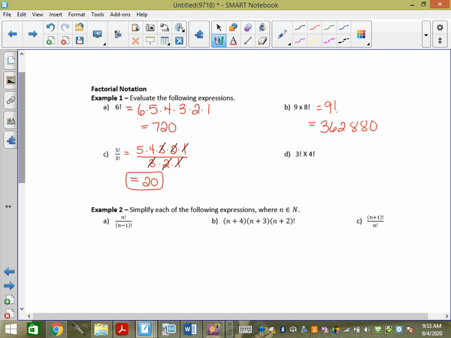And then 3 factorial times 4 factorial, what's that? 6 times 24? 144.